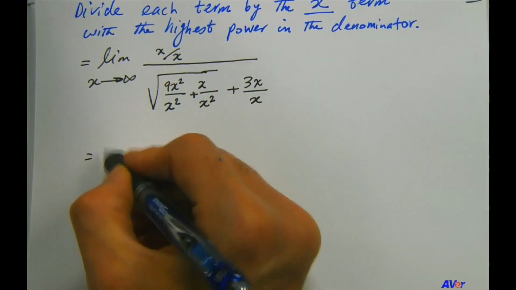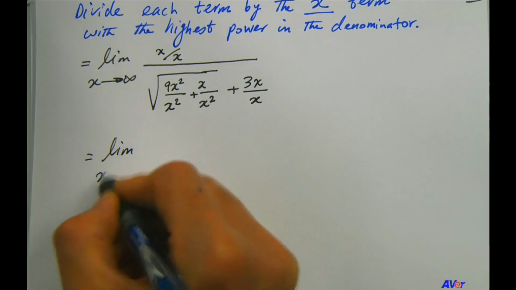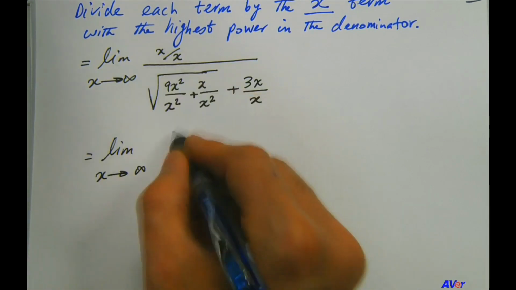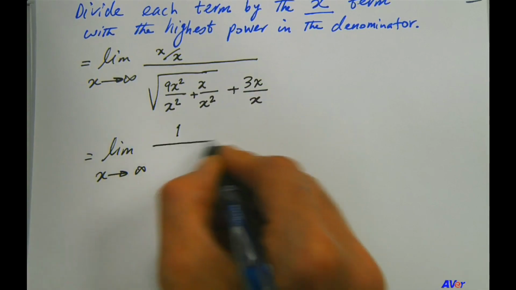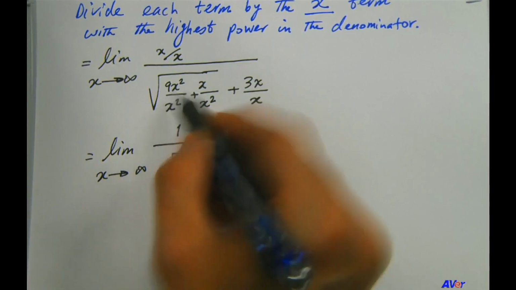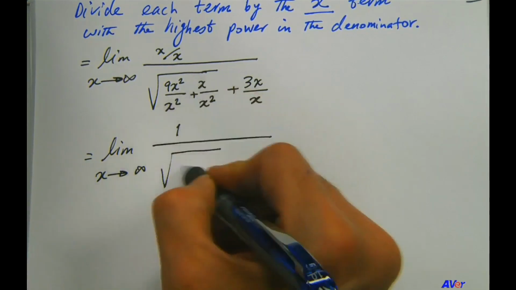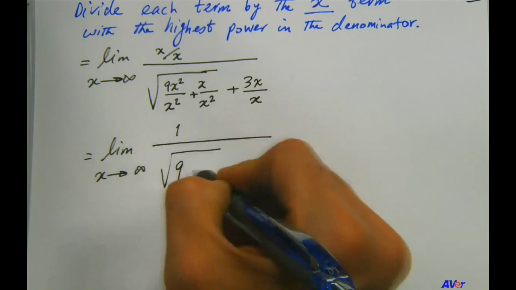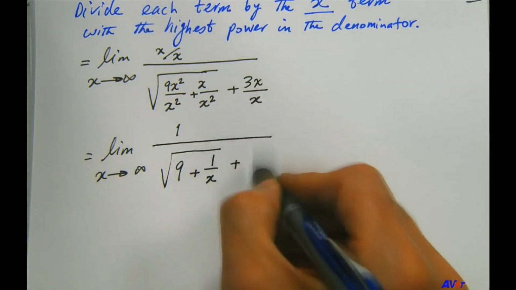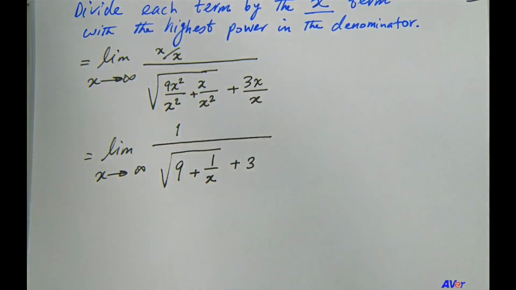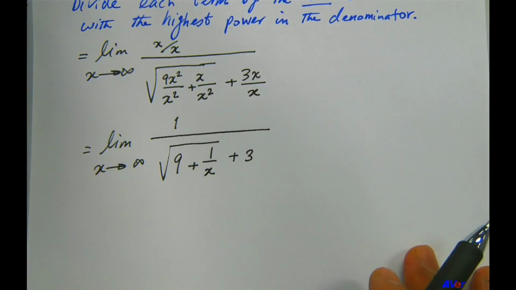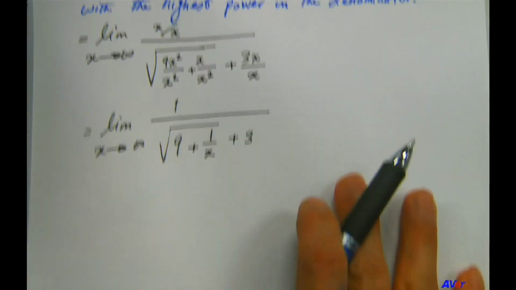So we have the limit as x approaches infinity of x over x, which is 1, divided by, what do we have on the inside? x squared and x squared cancel out. We get 9 plus 1 over x plus, of course, 3. Can we simplify these terms any further? No. So we apply the limit.